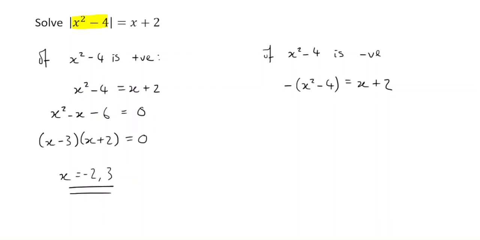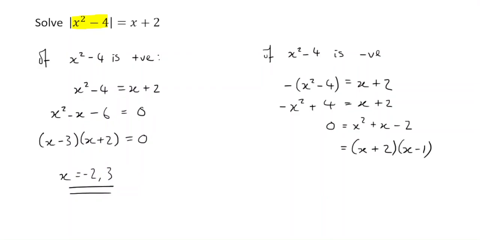On this side, if we expand out, we're going to get minus x squared plus 4 is equal to x plus 2. So we could say 0 is equal to x squared plus x minus 2. Okay, and does that factorize as well? I think it does. (x plus 2) times (x minus 1). And that's therefore going to give us solutions x is equal to negative 2 and x is equal to positive 1.